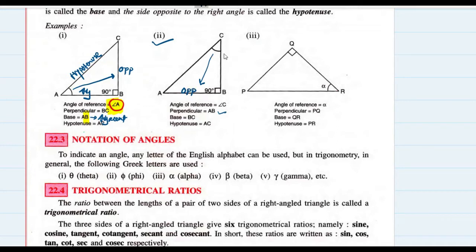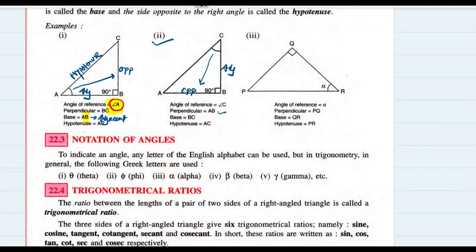And what about BC? BC is the adjacent side to the angle of reference. That's why I'll call it adjacent. Here they have called the base BC. See, it's a vertical line and they are calling it base. Doesn't it sound a little absurd? So first thing is you get used to the terminology which I'm giving you. That's the first difference of my technique versus your textbook or your teacher's technique.